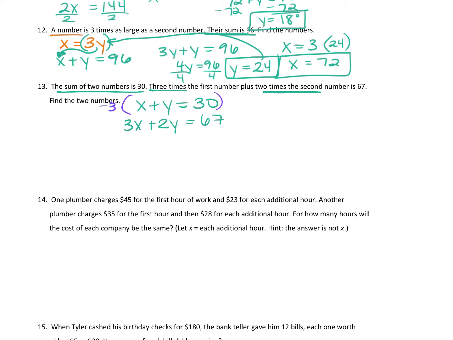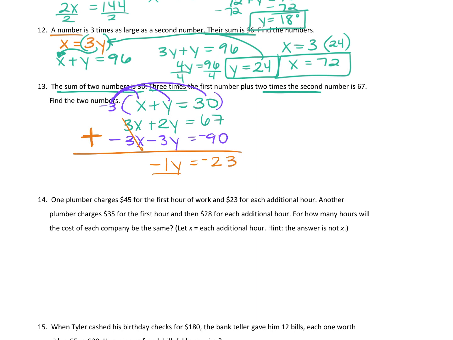Negative 3. Yeah, so this is going to be a negative 3X, a negative 3Y, and a negative 90. Please don't forget that last one. It gets forgotten so much. That poor constant on the end, he just gets ditched. Don't forget about him. So if we add these together, this is 0. 2y plus a negative 3y is a negative 1y. 67 plus a negative 90 would be a negative 23. So divide by negative 1, and y is 23.